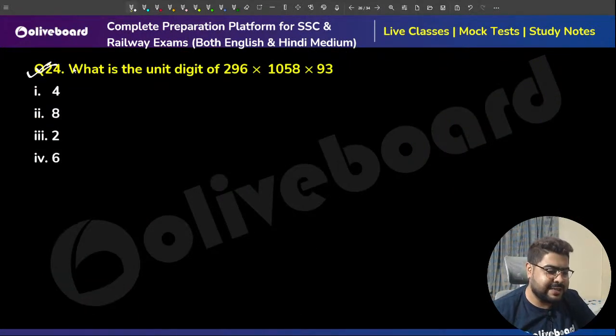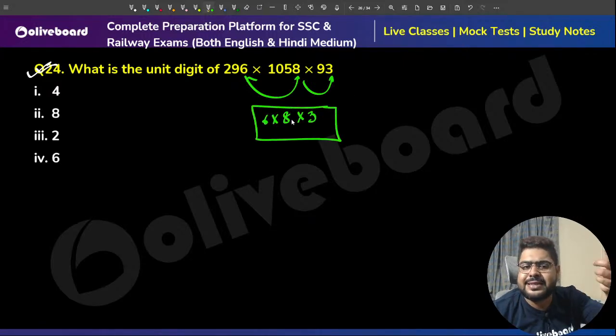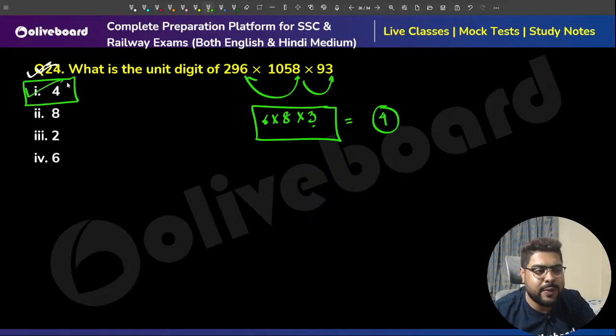Unit digit of this. Sir, nothing, this is very simple. 6 into 8 into 3, sir. Unit digits always come from unit digits. 3 8s are 24. 4 into 6 again gives 24. 4 will be the unit digit, option 1, sir.